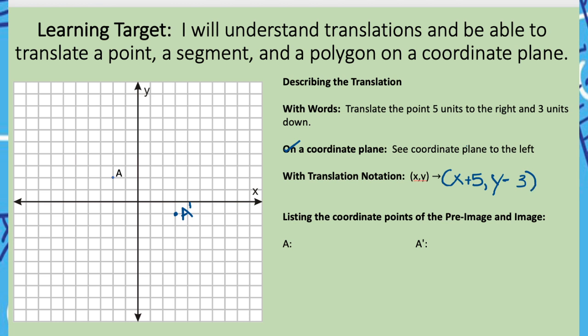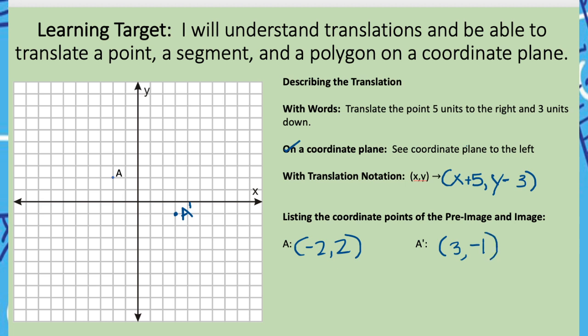Now I also need to list the coordinates of the pre-image and the image. The pre-image is A, and it was located at (-2, 2). And the image, A prime, is located at (3, -1).